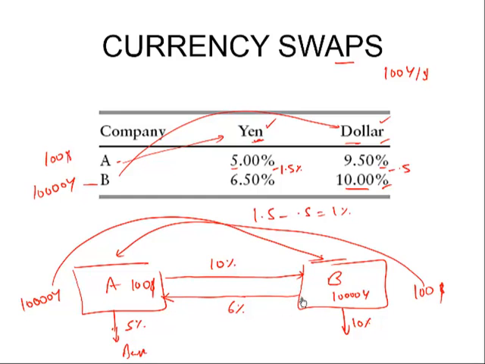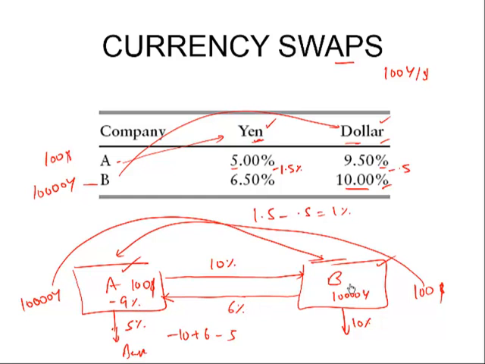In such a situation, now calculate the cost of borrowing for A and B. So for company A, he has to pay 5% to his bank, and he has to pay 6%, and 6% is what he's getting from B. So he gets an additional 1%, but 10% he has to pay to B. So his net cost of borrowing will be equal to minus 10 plus 6 minus 5, or 9%.